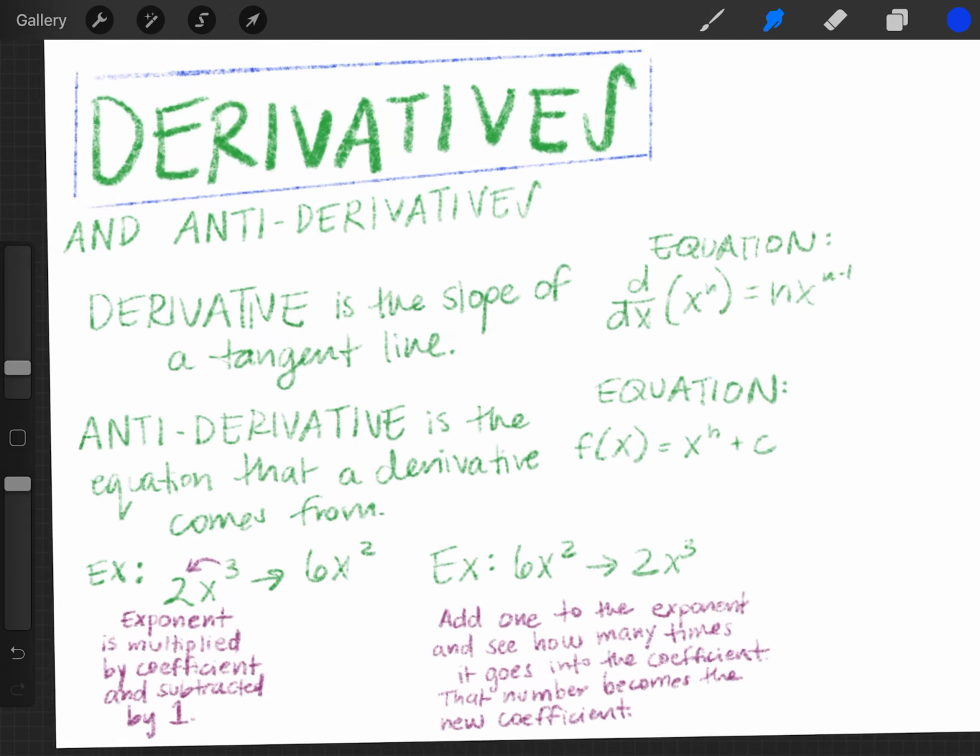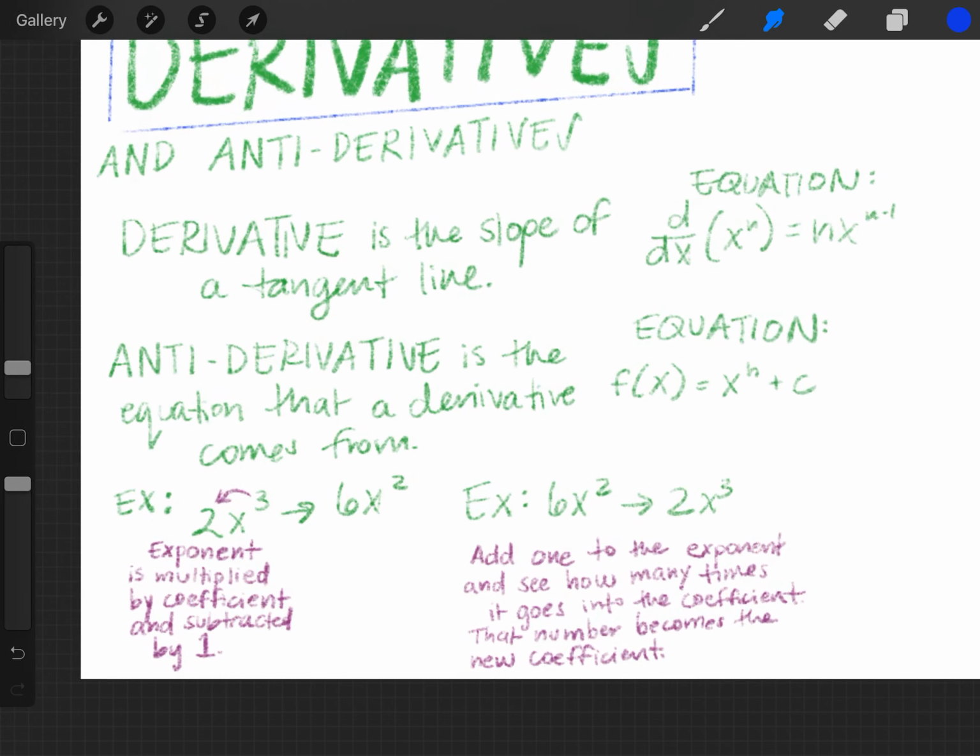And then down here on the left, we have the example of a derivative, which is 2x to the third, and ends up changing to 6x squared. And then the example on the right is an antiderivative, which is basically 6x squared going to 2x cubed.